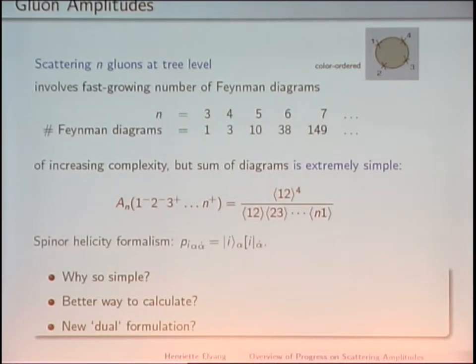So the questions that come up naturally are, given that Feynman diagrams are so complicated, why is the answer so simple? Is there a better way to calculate it? There better be, since the answer is so simple. And furthermore, does this all lead us to some new formulation of the problem of scattering amplitudes?